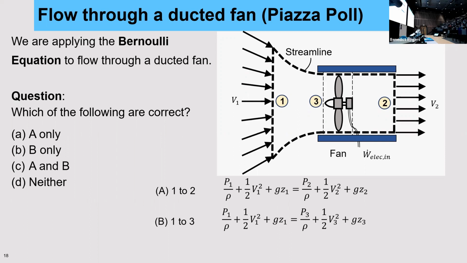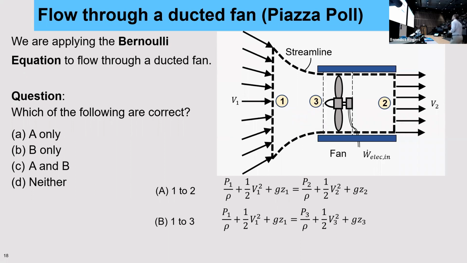Option A: we're applying the Bernoulli equation from point 1 to point 2. Option B says I'm applying the Bernoulli equation from point 1 to point 3 in the flow. So the question says, which of the following are correct? Is it A only, going from 1 to 2? Is it B only, going from 1 to 3? Is it A and B? Can I apply Bernoulli to both cases? Or can I just not apply Bernoulli at all?